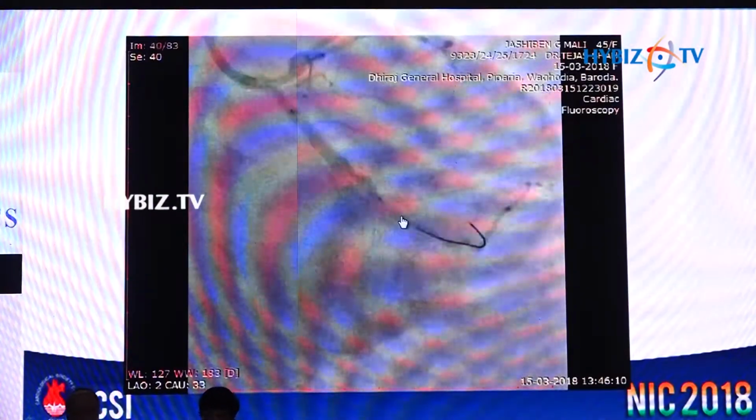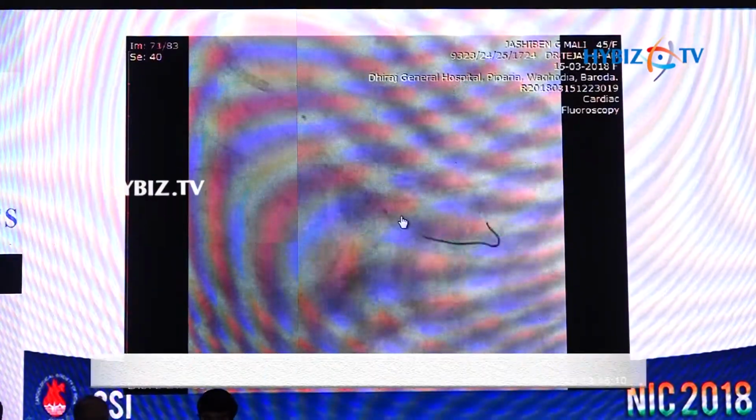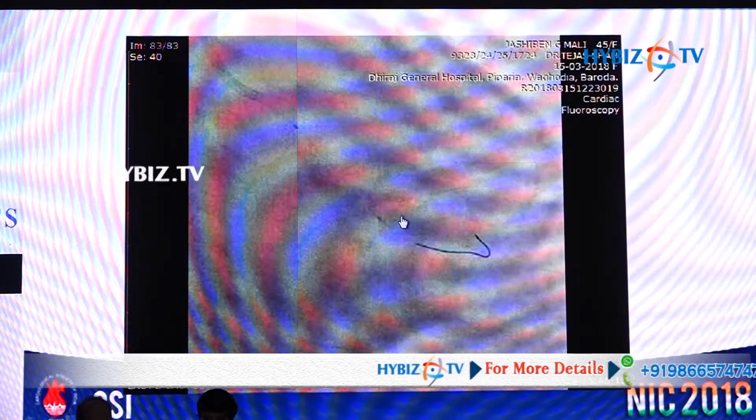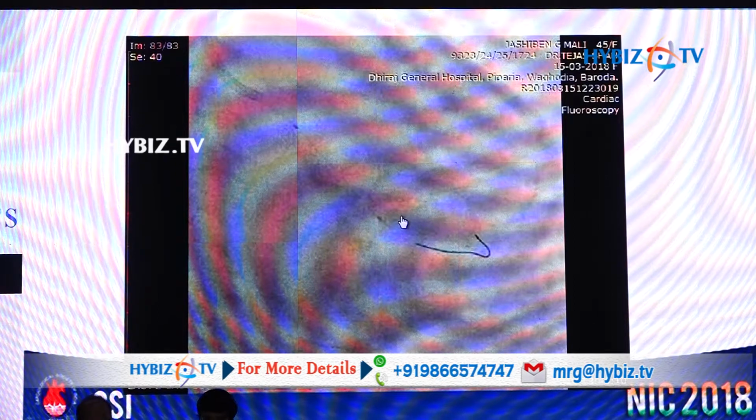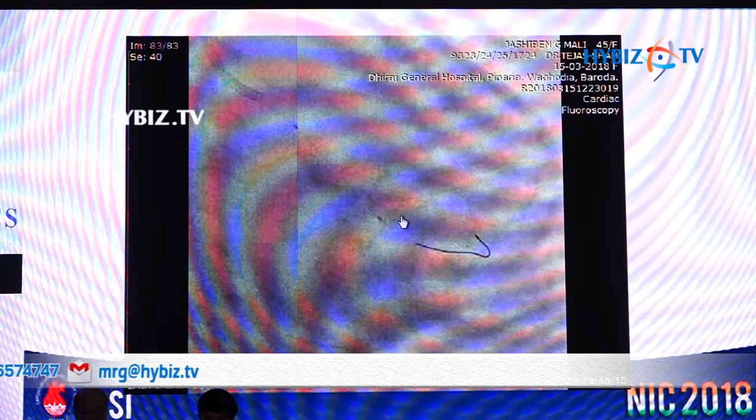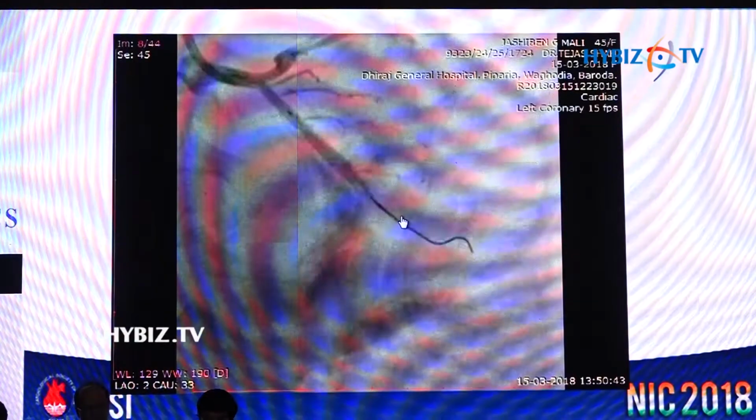After inflation, my primary aim was to see if I am able to reduce the leak, and she had impending tamponade, so at least before tapping the blood or before tapping this fluid, let me try to minimize the leak. So I kept on inflating and deflating the balloon. There was a slight reduction, but after 5 minutes when I checked it again, it had not given me a great result.